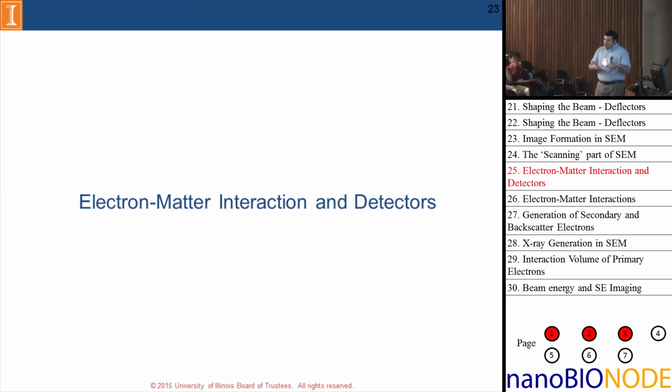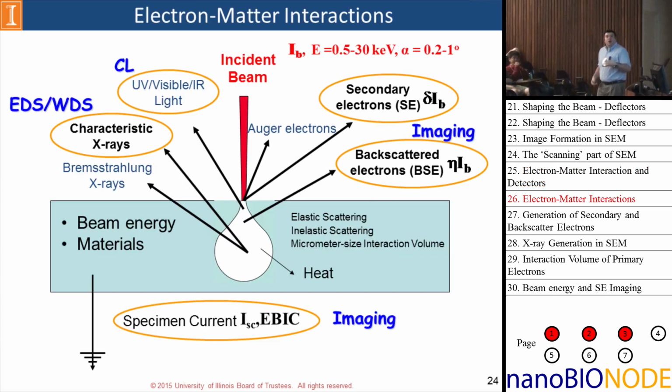Now, once we have the system scanning, let's look at electron-matter interactions and the detectors that will be looking at these interactions. When the primary beam comes in and hits the sample surface, a wide variety of particles and quanta will be emitted from the sample. Particularly, we're interested in other electrons that are emitted from the sample and characteristic X-rays. Of course, we have some detectors that can deal with light and with certain scattering effects, and we'll talk about those as we go through. But these are the ones that we really care about: secondary electrons, backscattered electrons, and characteristic X-rays.